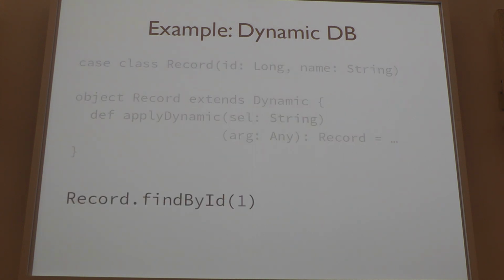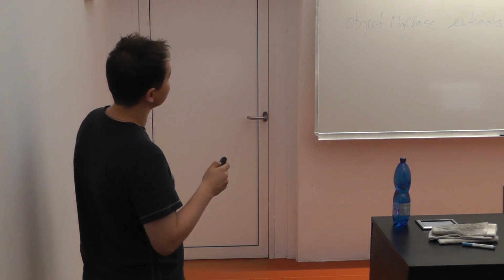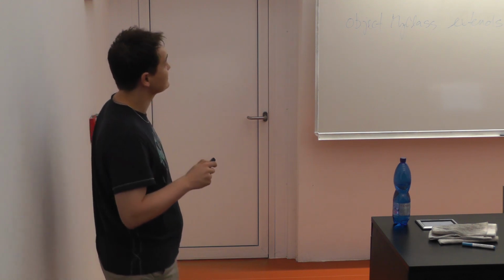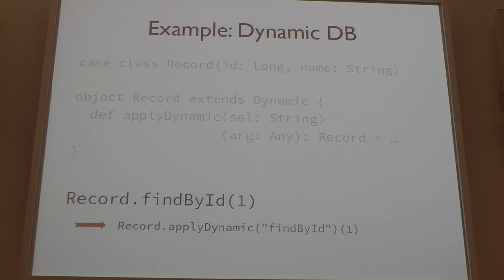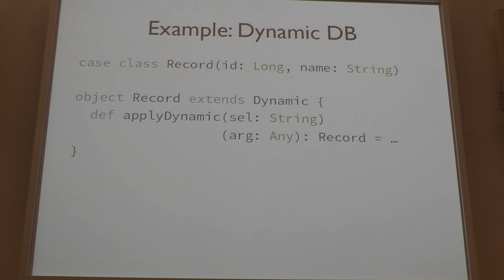This will allow you to do something like ActiveRecord from Ruby on Rails, I think, if I'm not mistaken. It allows you to call findByID on Record, and it should return the record from the database that has the ID 1. You could also call findByName here. And what will happen is the compiler will rewrite this to Record.applyDynamic. It will give the method the name of the method you called, and it will give it the parameter. So this method in its implementation can look at what you wanted, it will get the parameters, and it will do what you wanted.